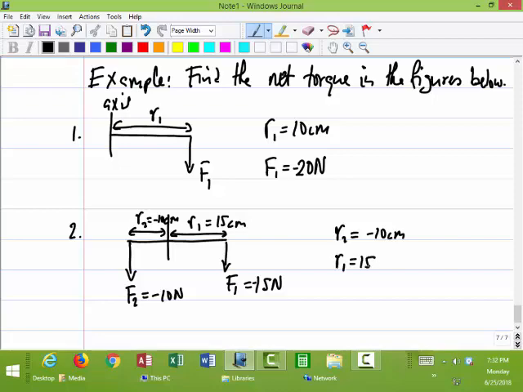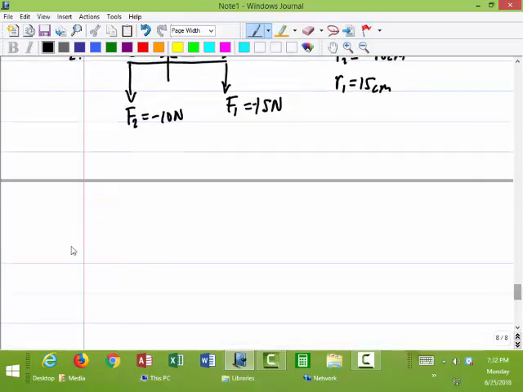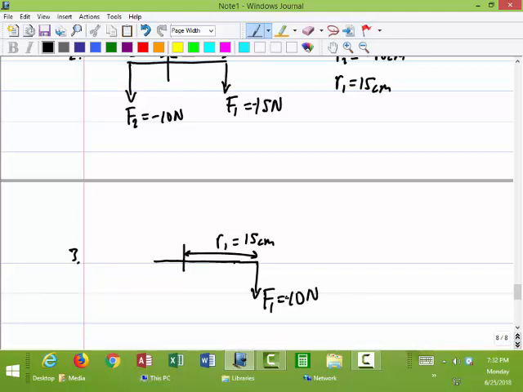R1 is 15 centimeters, just to be clear. And then the third exercise we can do, number 3, let's take this again. This is our axis. Then we can put one force here. Let's call this F1. Distance R1, 15 centimeters, F1, 10 newtons, negative 10 of course. And then we can put another force here, F2, let's do 8 newtons, and R2, minus 5 centimeters.